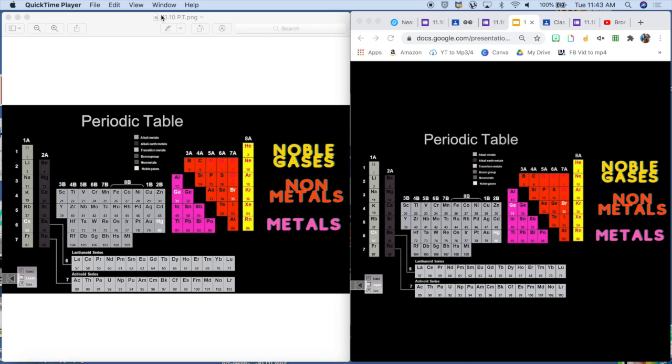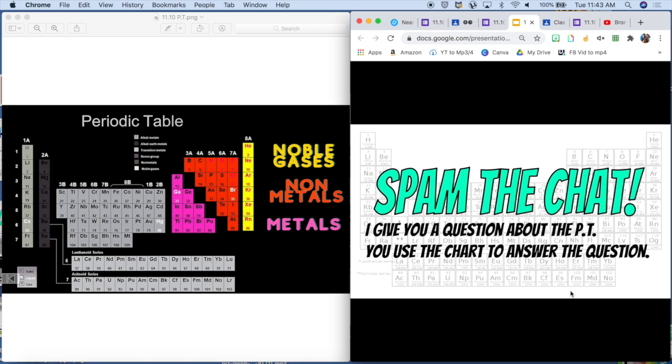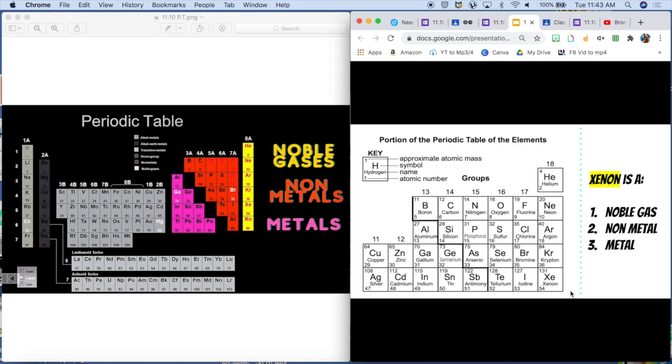So if you're always using this document on the left over here to reference when you are looking at the questions on the right, it'll start to become a little clearer. So let's go through these. If I go over to the right, pretending like we're playing Spam the Chat again, I show you this first example. It says xenon is, and you have to tell me where on the periodic table it is. Is it a noble gas? Is it a nonmetal? Is it a metal?